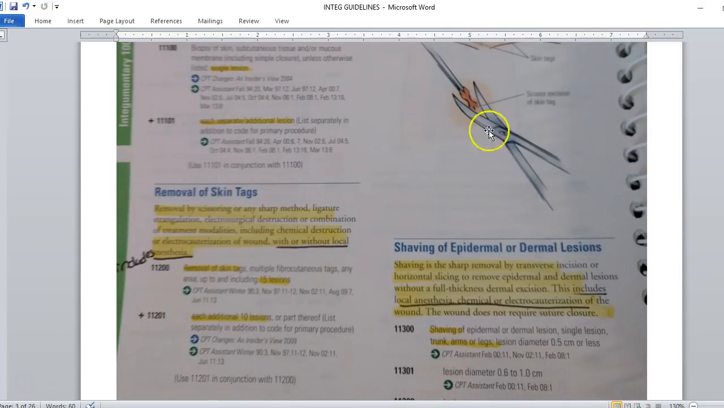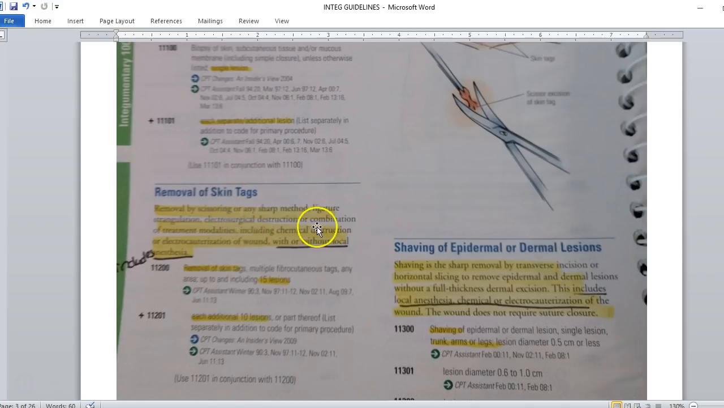Now, skin tags, as you can see, this is a scissor removal of skin tags. They tell us that removal by scissoring or any sharp method, ligature, strangulation, electrosurgical destruction, including chemical destruction or electrocauterization of the wound, with or without local anesthesia, and that's what it includes, okay? So the inclusion here is the local anesthesia. So if the doctor wants to inject a little anesthesia under the skin tag so the patient doesn't feel it, we cannot code separately for that. But again, be careful. 11200 is up to and including 15 lesions. And then 11201 is each additional 10 lesions or part thereof. So even if we do 16 lesions, we still have to use 11200 and 11201.